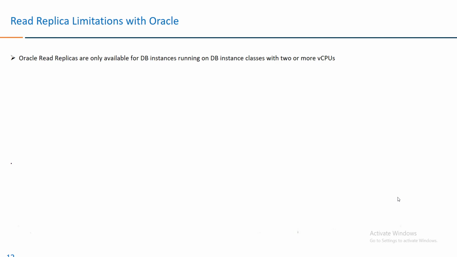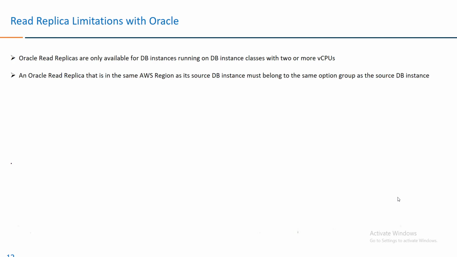So Oracle read replicas are only available for DB instances running on DB instance classes with 4 or more cores. Always it should be more than 4 core CPU, then only the read replica will get created on a target. Primary DB should be 4 or more.